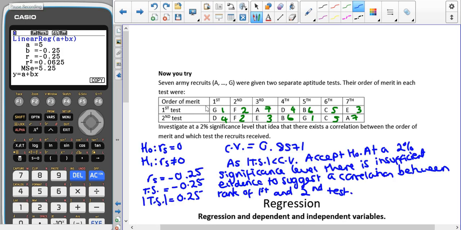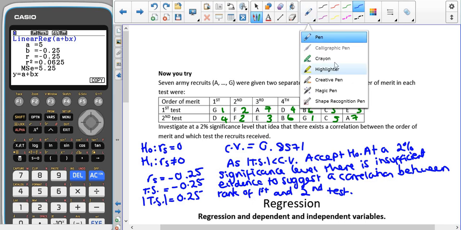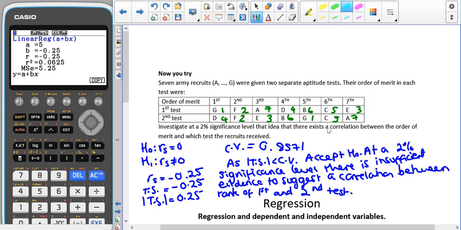So hopefully you have paused the video and given the Now You Try a go. As you can see, RS equals 0 for our H0 as always with Spearman's rank. This time our correlation, so not equal to, for the H1. Then ranking the data, as I said before, G is the smallest, so both the G's have got 1s in the separate sets of data and so on. Putting that into our calculator gives us an RS of minus 0.25, which is our test statistic. Because we want to make that positive, the size of our test statistic is 0.25.